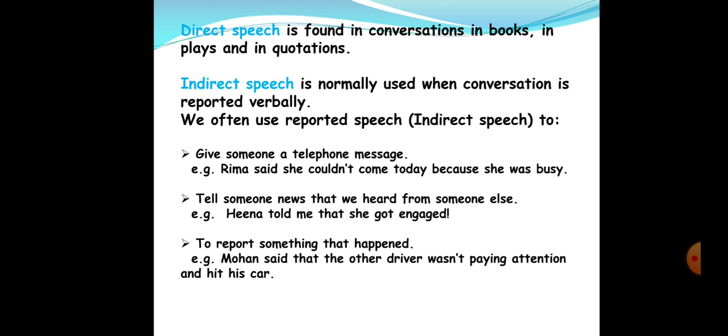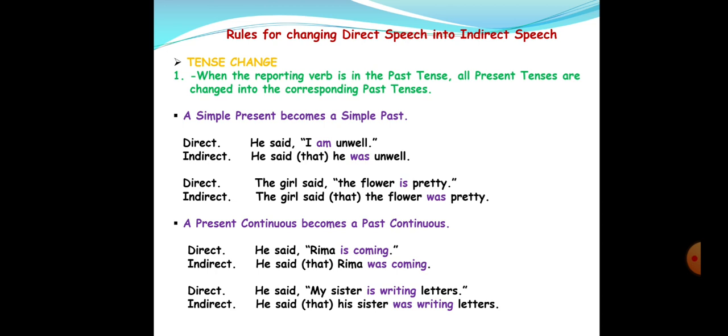For example, Rima said she couldn't come today because she was busy. Then, to tell someone news that we heard from someone else. For example, Hina told me that she got engaged. And to report something that happened. For example, Mohan said that the other driver wasn't paying attention and hit the car.